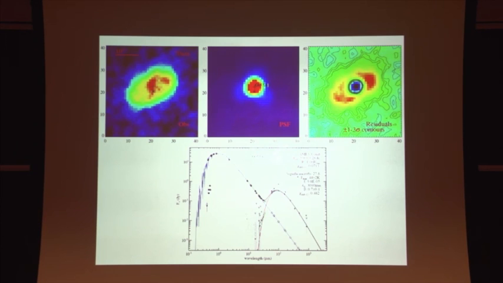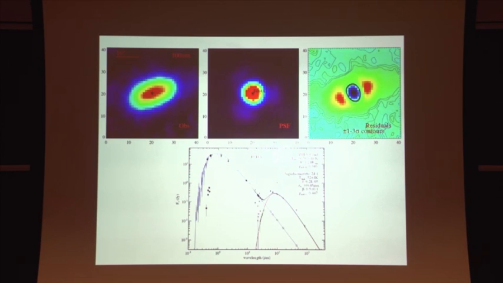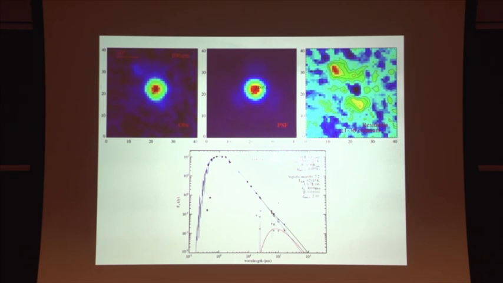In some cases, you have clear evidence of a disk. The excess is here and the observations are resolved, right? So these are the observations, this is the PSF, and these are the residuals when you subtract it. In some other cases, for a G-type star, F-type star, there is evidence of dust, like here a 7 sigma detection, but it's unresolved. So the only way to constrain where the dust is located will be from the SED, from this type of models. But I know we have some systems like that. So that's the type of data that we are dealing with.